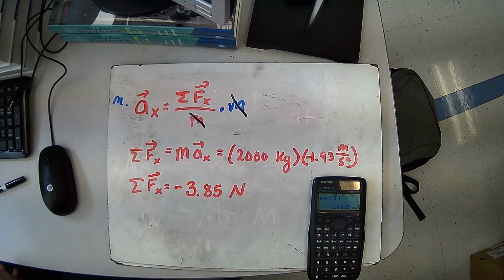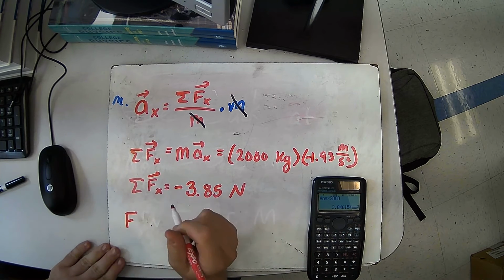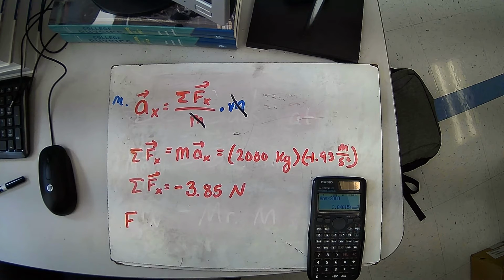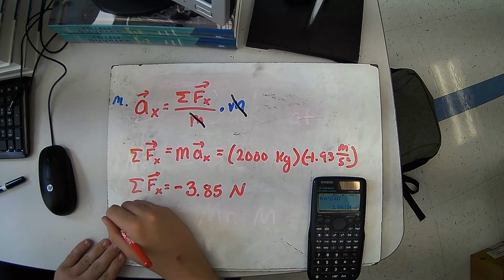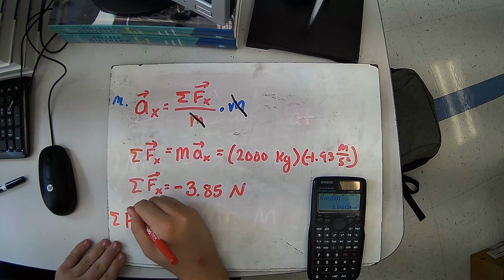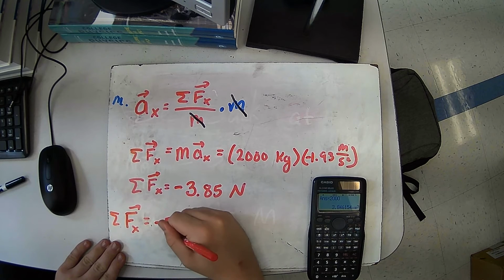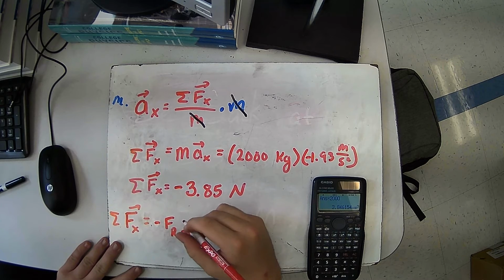All right, and then the last thing we can do with all of this, well, we can use it to figure out how much friction force there is. The sum of the forces in the x direction we said was equal to negative the force that the road exerts on the car.